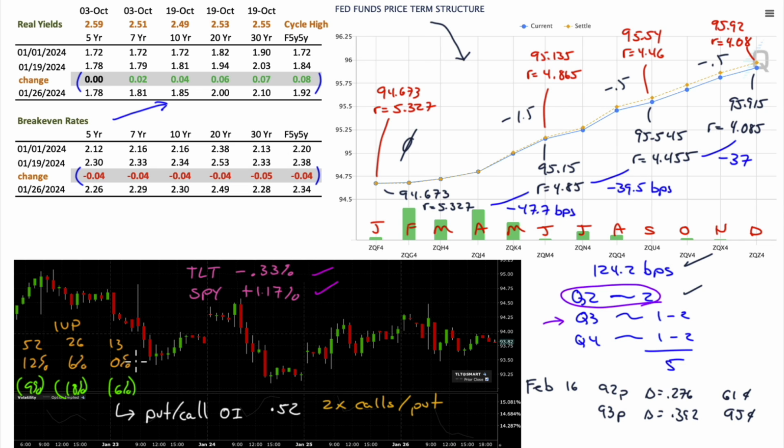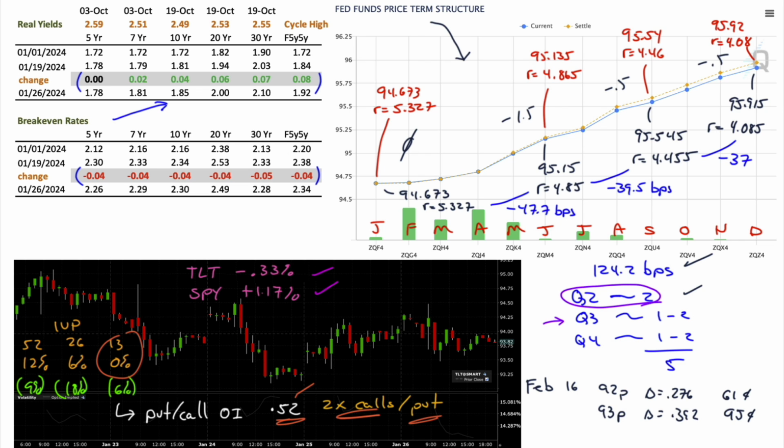Implied volatility on TLT for the last 13 weeks is pretty much disappearing. We look at the put call outstanding interest, 0.52. In other words, 2 calls for every put. That would be on the offer, 2 calls for every put. So there isn't a lot of put buying. There doesn't seem to be a lot of fear on put buying, so this kind of supports some put selling.